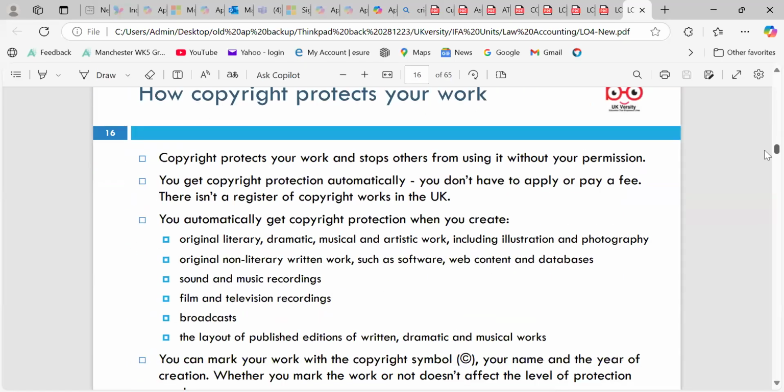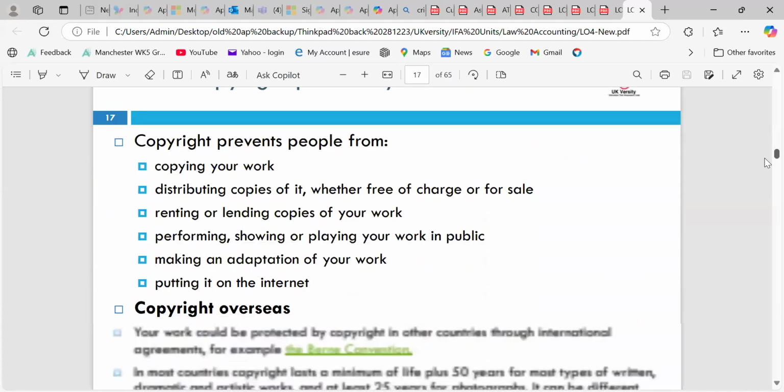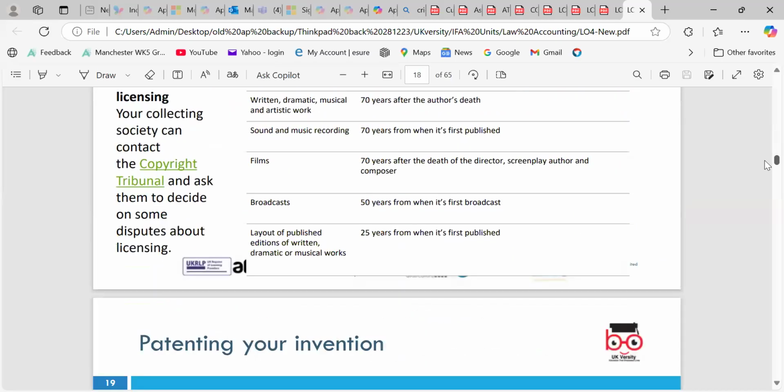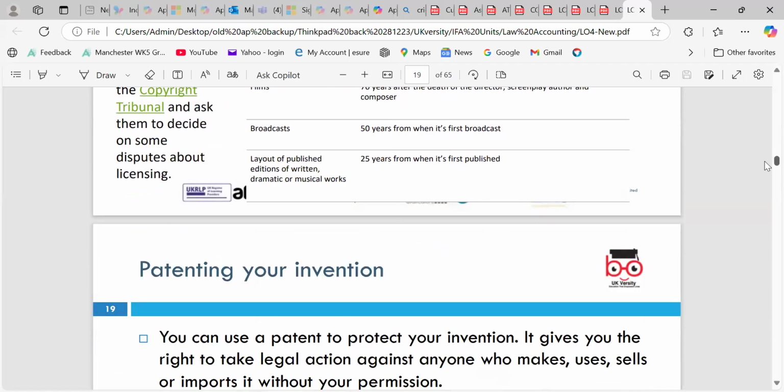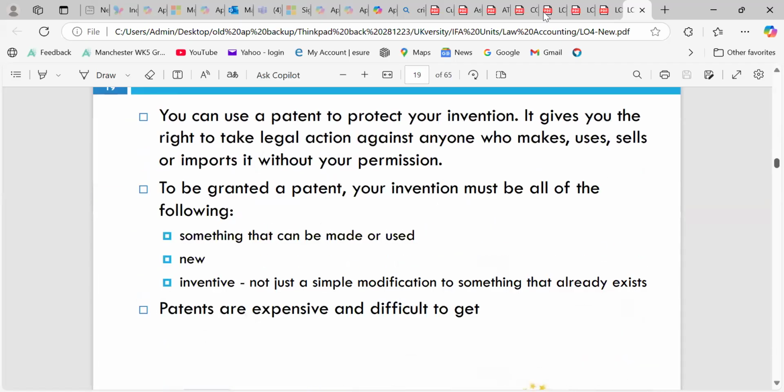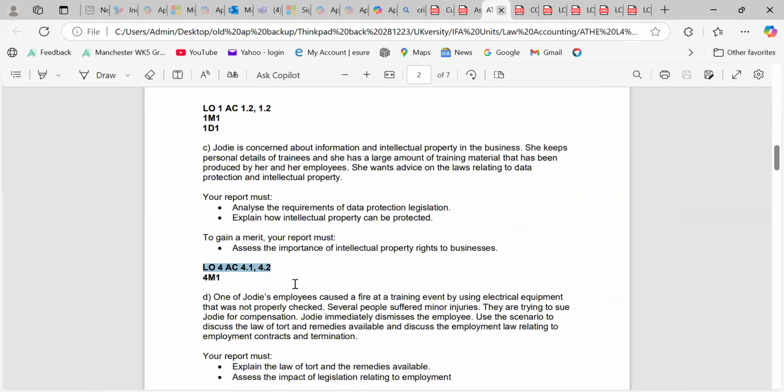You can discuss copyrights, which can be logos, intellectual property rights, anything you wrote, and you can register it as well. We need to explain this, and that will cover our LO4.